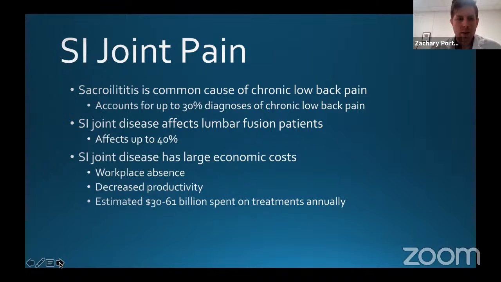So we've talked in great detail about some of the background of SI joint pain. As was previously alluded, sacroiliitis is a common cause of low back pain, but the actual prevalence is difficult to ascertain, with some studies estimating that up to 30% of diagnoses of chronic low back pain can be attributed to sacroiliitis. However, this diagnosis can be very elusive. It is particularly common in patients who have undergone prior lumbar fusions. SI joint disease also has a large economic burden due to workplace absence and decreased productivity, with tens of billions of dollars spent annually on treatment in the US alone.